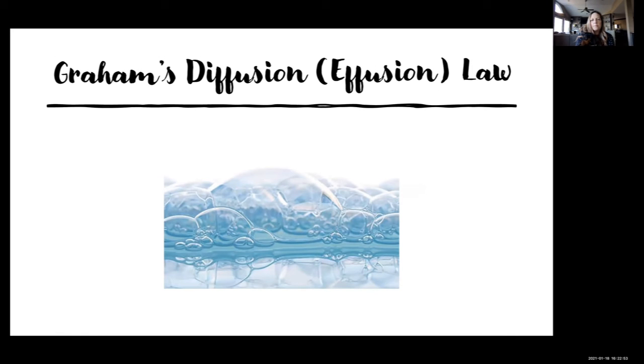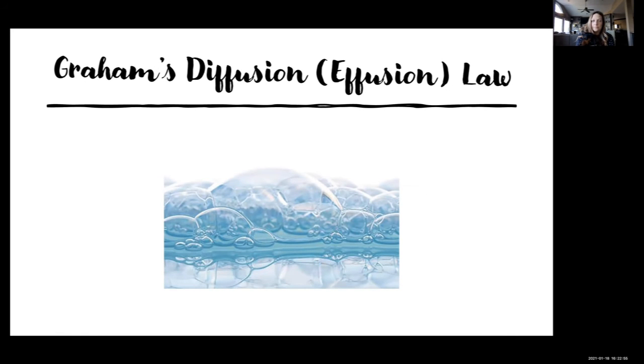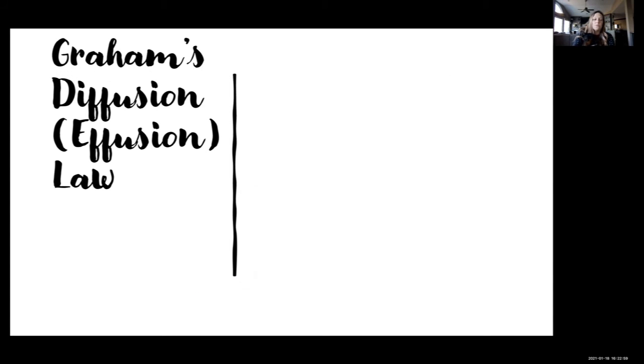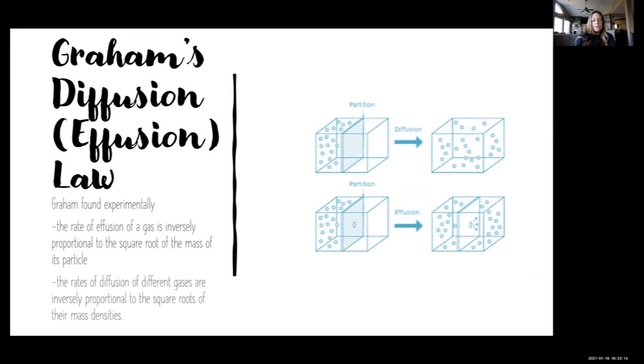Then you have Graham's diffusion or effusion law. So Graham's diffusion law says that, and this is what Graham found experimentally, the rate of diffusion of a gas is inversely proportional to the square root of the mass of its particle. Makes you wonder what this dude was up to. Like, really. So the rates of diffusion of different gases are inversely proportional to the square roots of their mass densities.